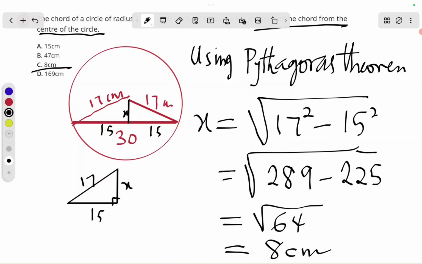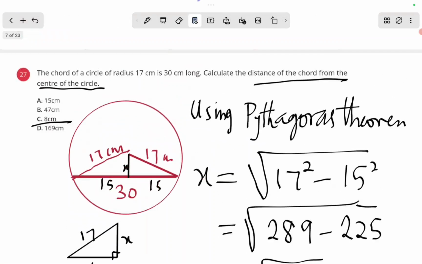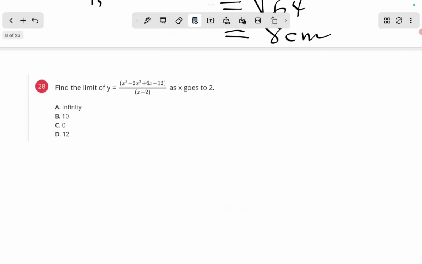Let's proceed to question 28. We are given this particular question, which says find the limit of y, where y is x cubed minus 2x squared plus 6x minus 12 all over x minus 2, as x goes to 2.